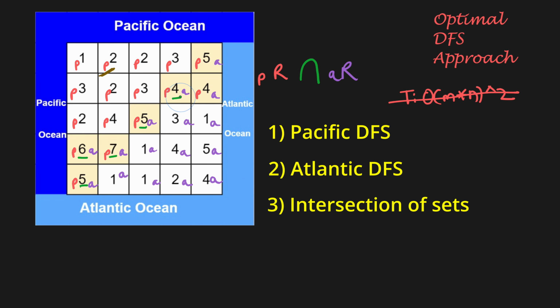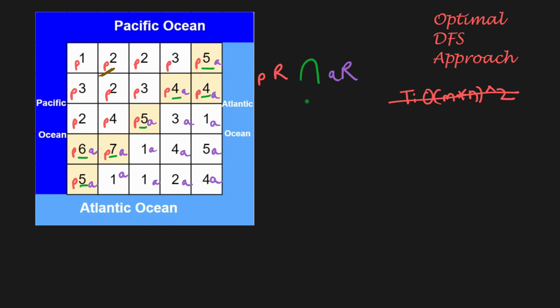Any cell RC where both are true is an answer. This reduces the time complexity to O of m times n instead of O of m times n squared of the naive approach. Each traversal starts from the border cells and visits each cell and edge at most once. Therefore, each DFS takes O of m times n time.